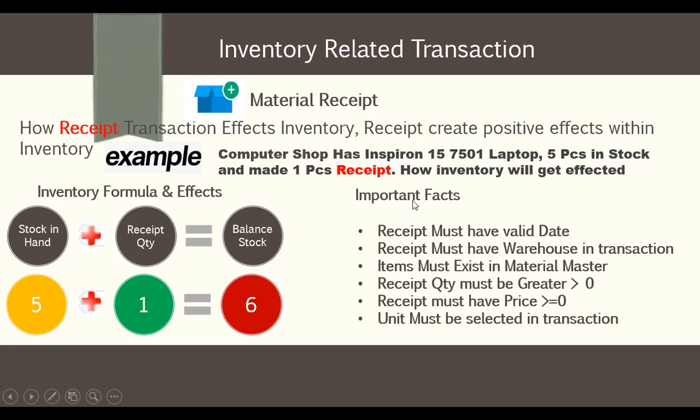Important facts are the same. Your receipt transaction should have a valid date. It should have a warehouse selection where the stock is going to increase. The item must exist in the material master. The quantity must be greater than zero, the price must be greater than zero, and the unit must be defined in the transaction.